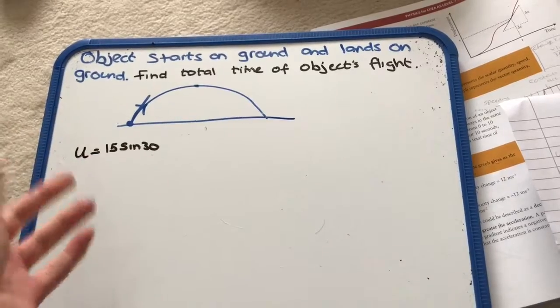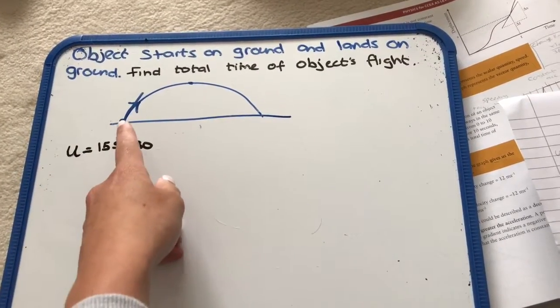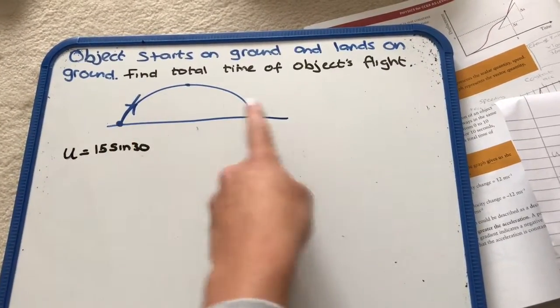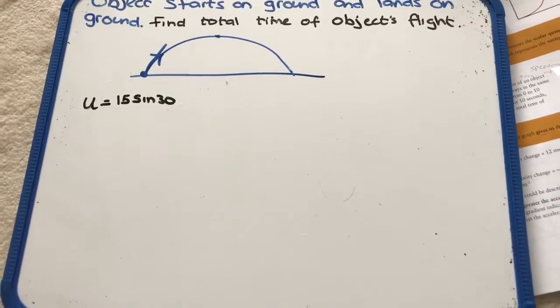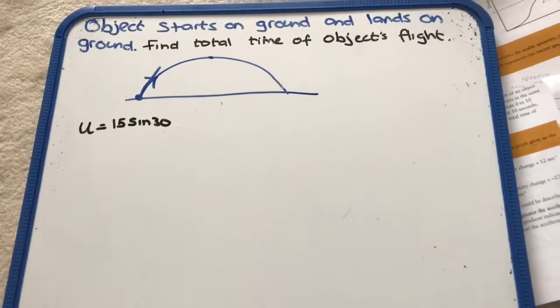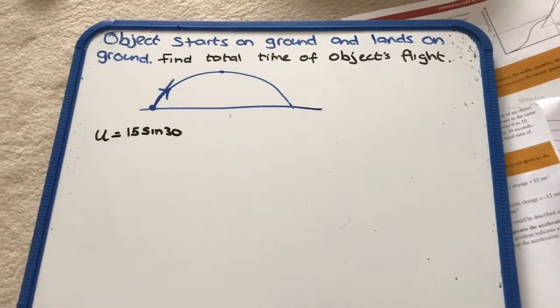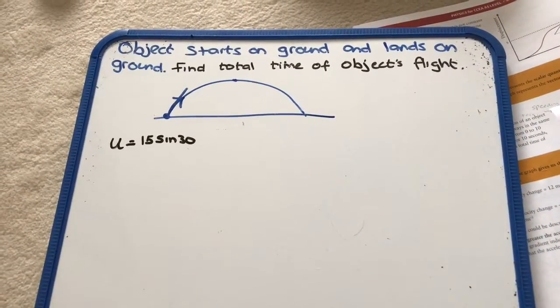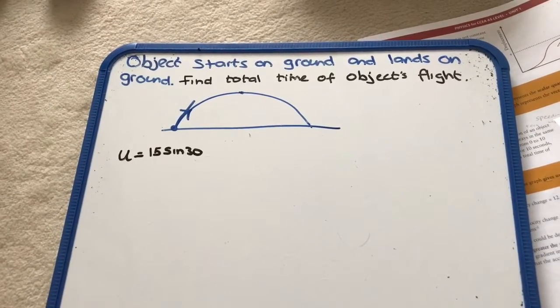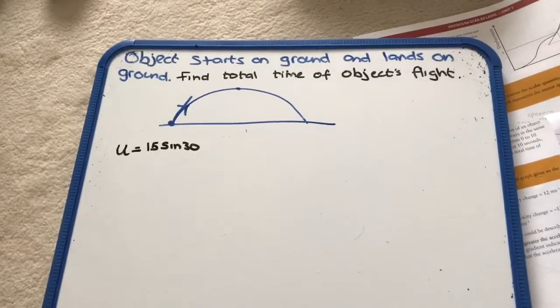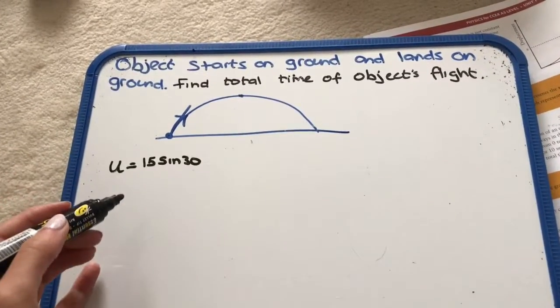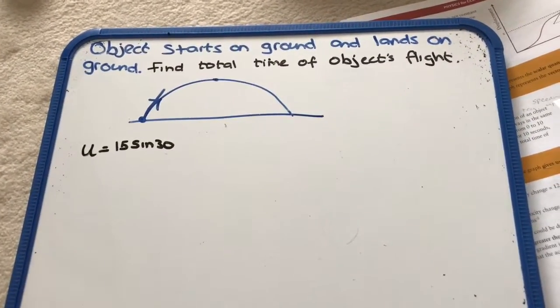And they might ask you to find the total time of the object's flight, so how long it takes to get from this point here on the ground to this point over here. And in this question, they may only tell you one thing. They might only tell you the initial starting velocity u. As we can see, this is starting at an angle. I've just made an angle up just to make my life easy. And this is my initial velocity. And they haven't told us anything else.